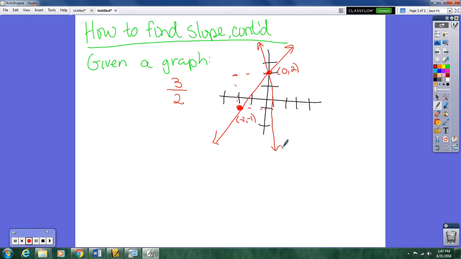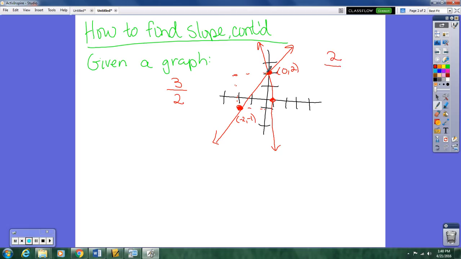Where are two points? Can we pick out two points on that line? We can definitely pick out that point, can't we? And where's another point? Go through this one. Okay. Alright, can I count up and over from there? Yeah, start at the bottom one, count up, 1, 2.